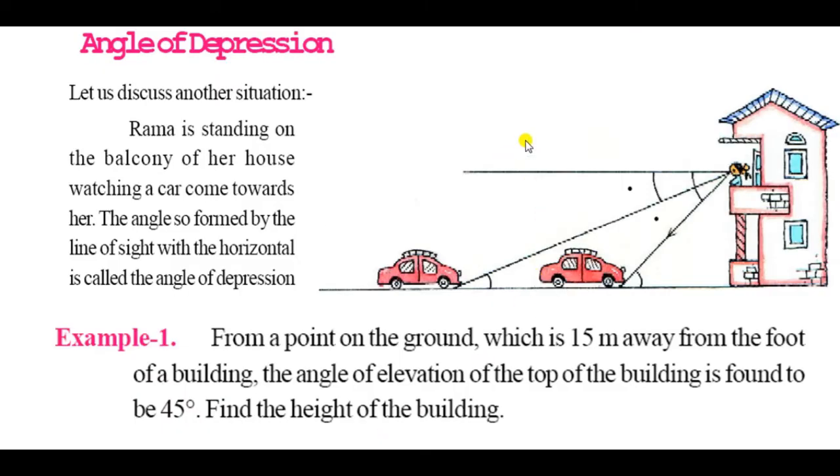Now let us know the angle of depression. What is the angle of depression? Suppose Rama is standing on the balcony of her house and watching a car which is coming towards her. The angle formed by the horizontal and this line of depression is called the angle of depression. And further, when the car is near, this one is your angle of depression. These types of angles are called angles of depression. So this is your horizontal.